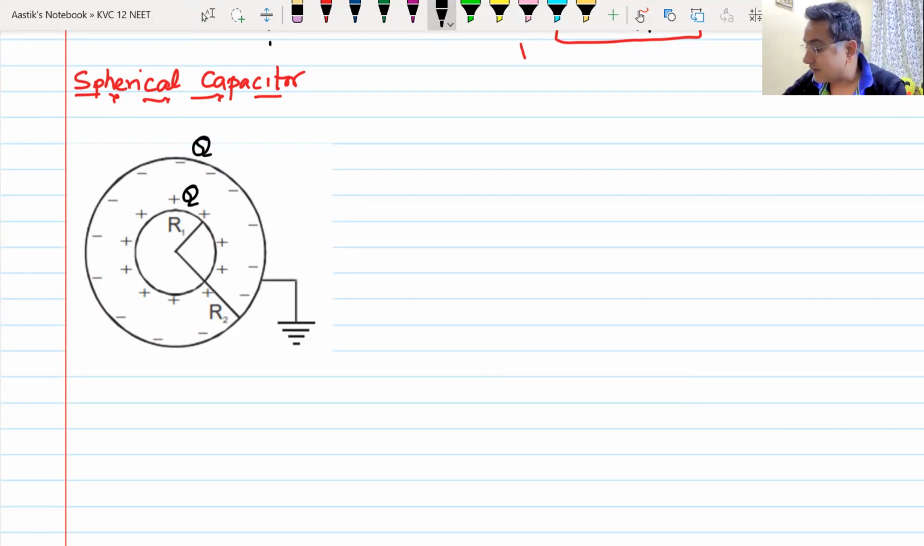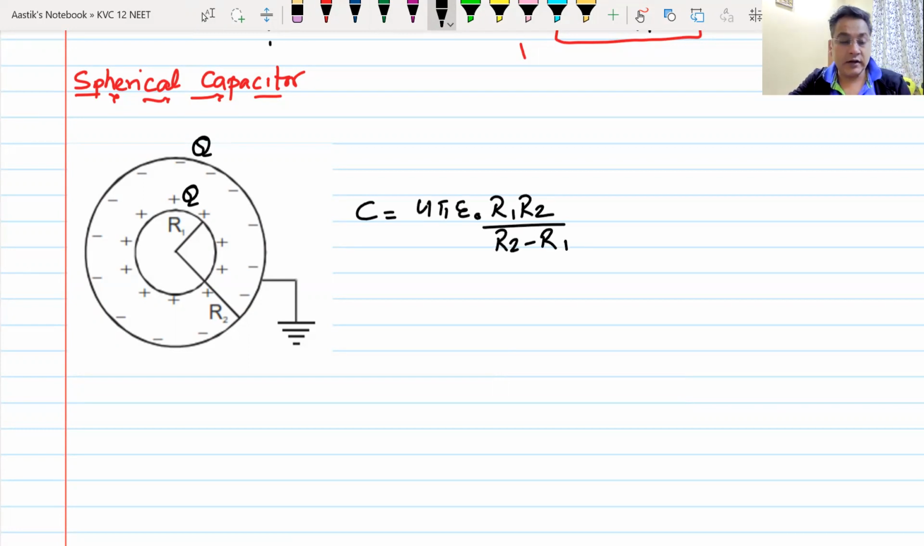Now, if I find the capacitance of this capacitor, and you will have to remember this formula, the capacitance of this spherical capacitor is 4 pi epsilon naught R1 R2 divided by R2 minus R1. I'll give you 2 minutes to draw this. So this was the spherical capacitor. You must remember the formula for the spherical capacitor.